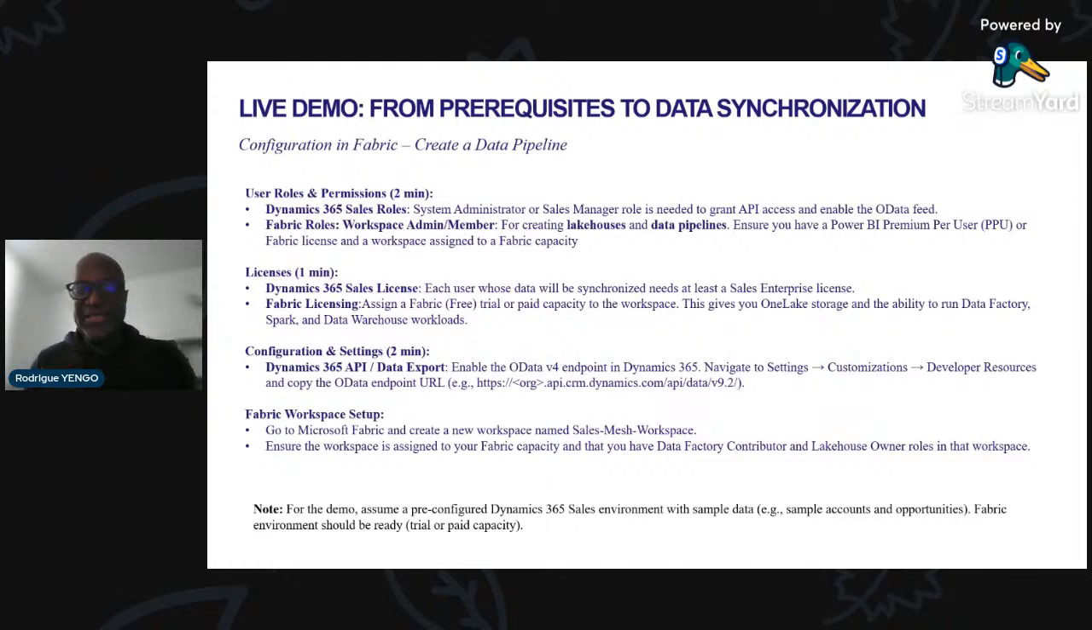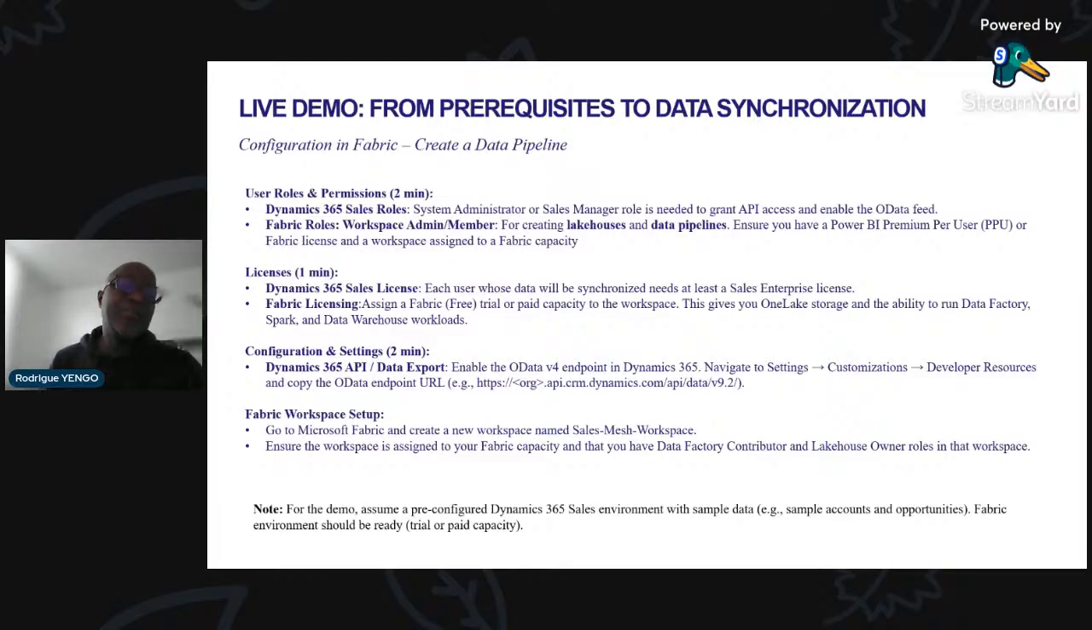So now it's time for our live demo. I hope you have enough time, and we have three steps. What we will do is just configure the whole platform. I didn't do anything beforehand. I hope everything will work as I expected. So let's start. We have some prerequisites. The first one is to be, of course, a system admin, so we can make some changes in Dynamics 365 Sales. We also need to have a Fabric role, workspace admin or member, so we can create a lakehouse and add a pipeline.